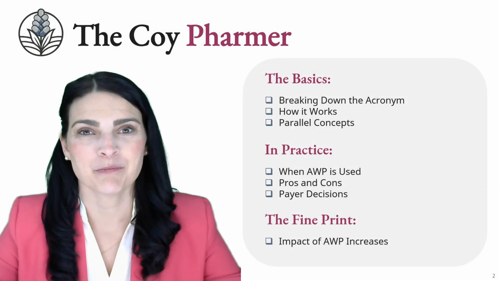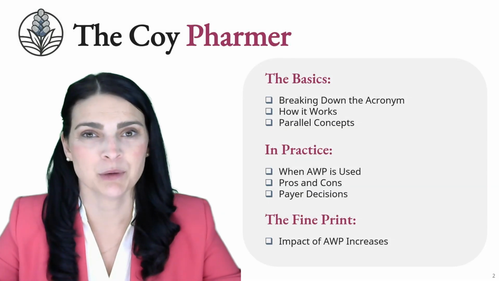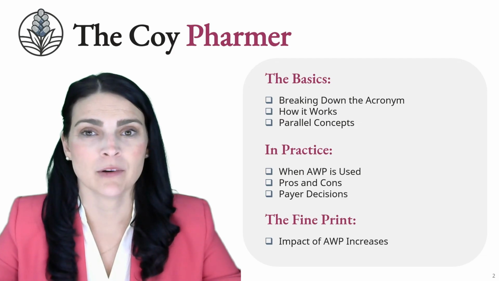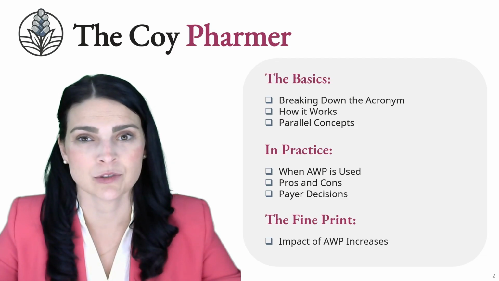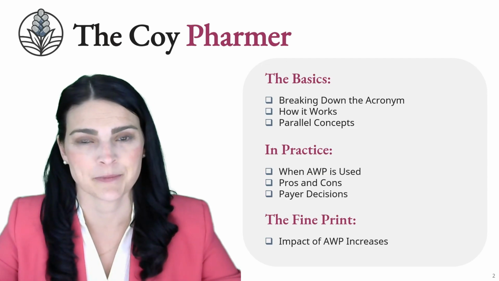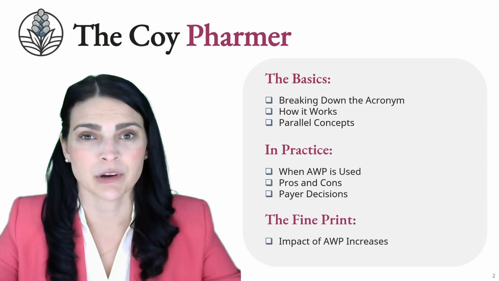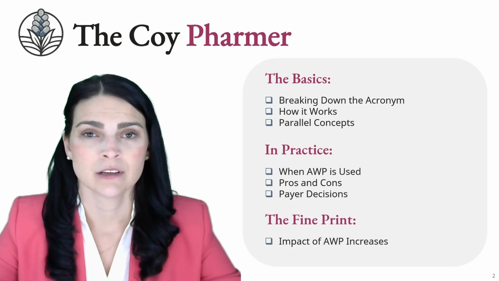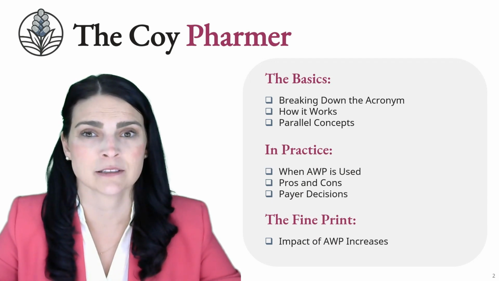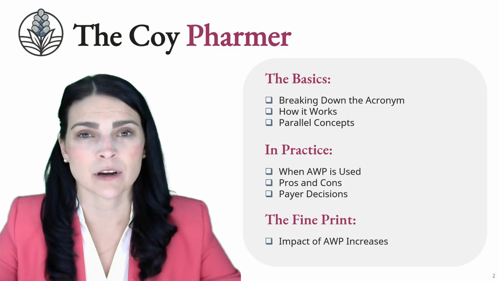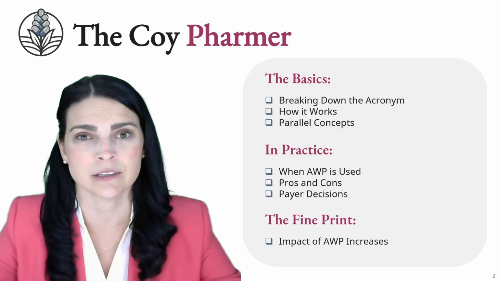We're going to start today by breaking down the acronym. What is AWP? What does it stand for? What does it mean? We'll move on talking about how it works, how it's developed in the industry, and some parallel concepts both within and outside of the pharmaceutical industry. Moving on to talking about AWP in practice, we'll talk about when AWP is used in contracting, some pros and cons of this drug pricing index, how this impacts payer decisions, and then finally, we'll talk a little bit about how AWP increases can impact different players in the drug channel.